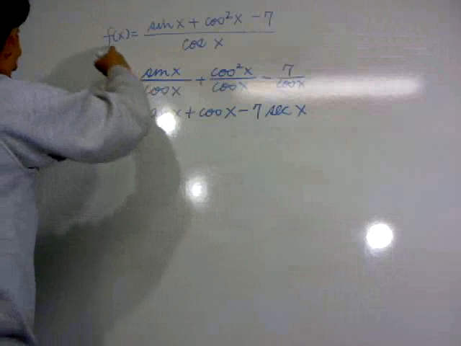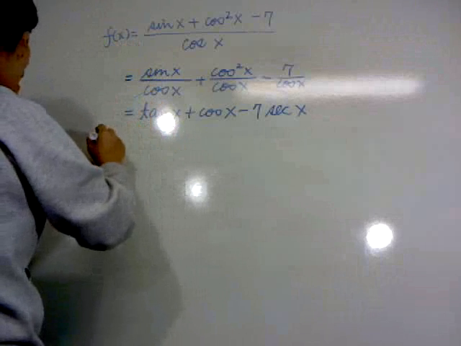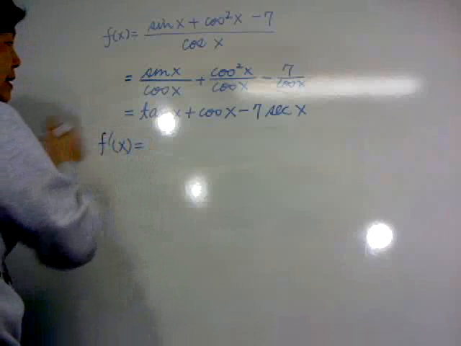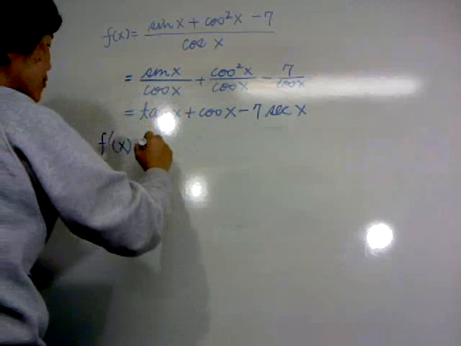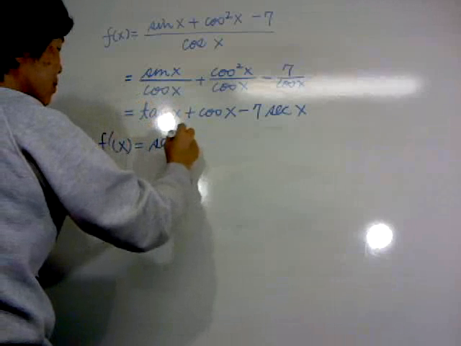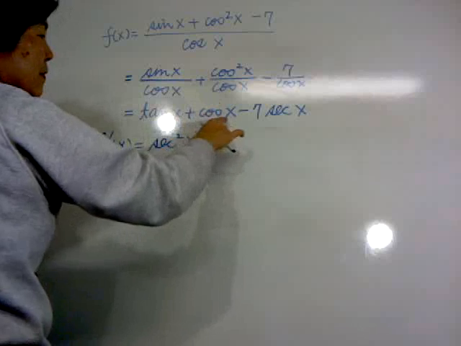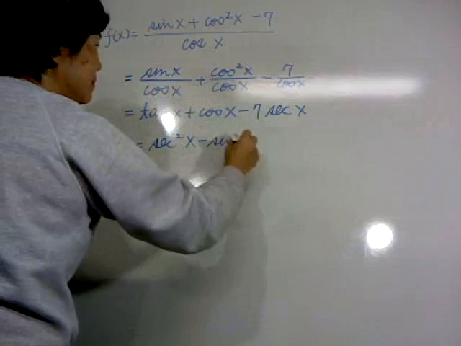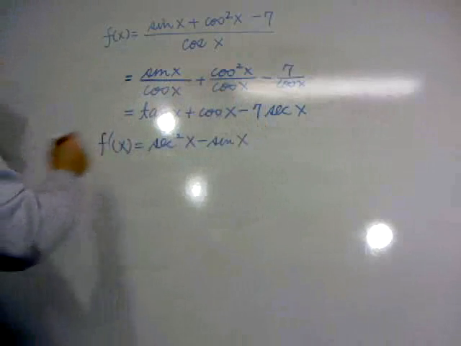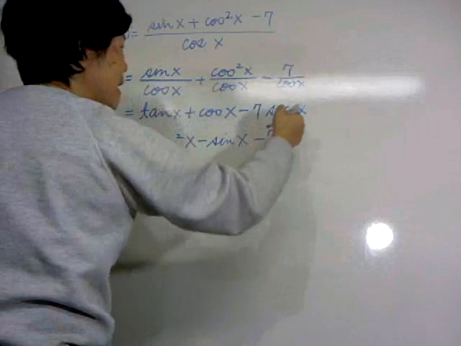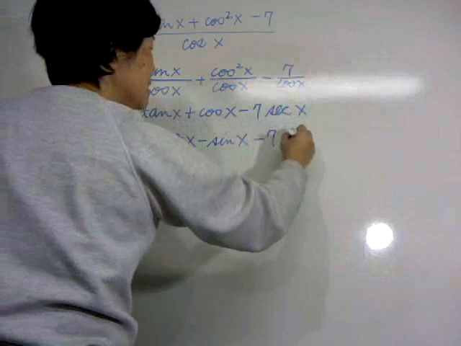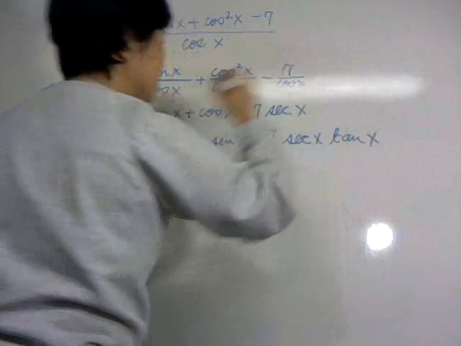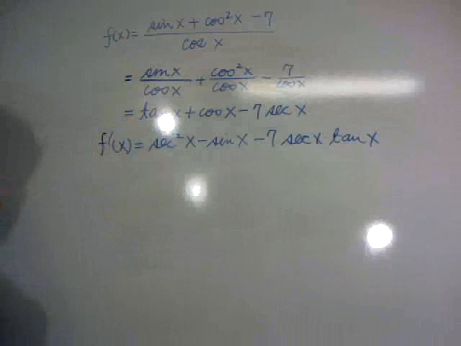So f of x is this. Now f prime of x, the derivative of f of x, is the derivative of tangent x, which is secant squared x. The derivative of cosine x is negative sine x. And the derivative of secant x is negative 7 times secant x times tangent x. So very neatly we can do so.